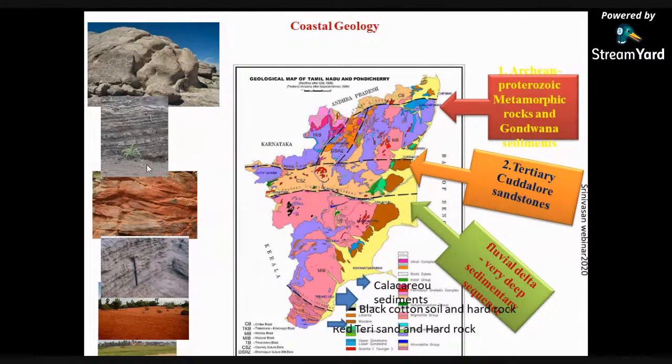Then another part of Chennai is covered with this kind of sedimentary rock. It is called Gondwana rock. So it is also very old rock, some nearly 120 million years old. So in Chennai and the surrounding area, we have this kind of hard rock and this kind of sediments.